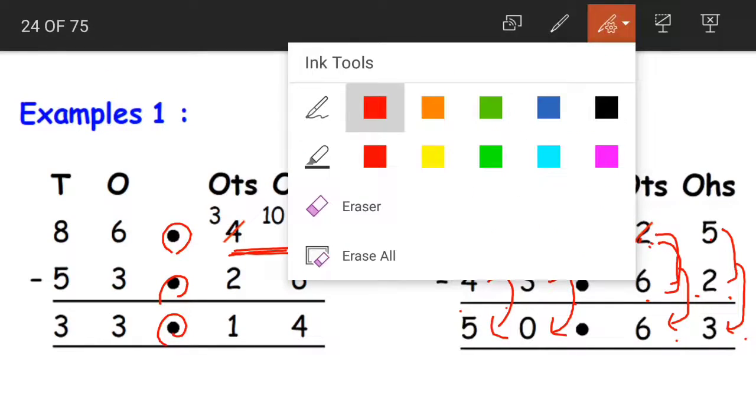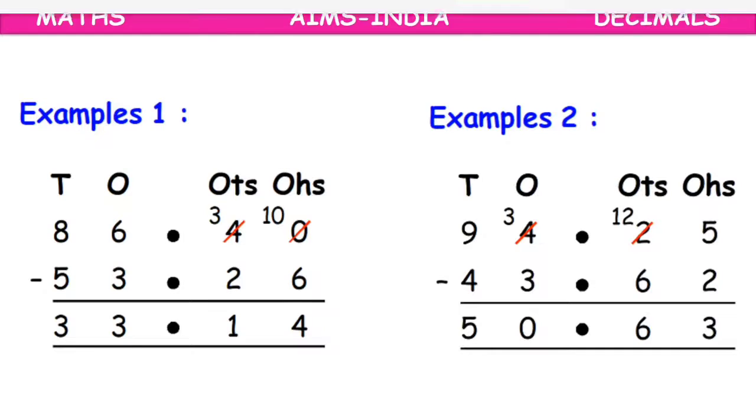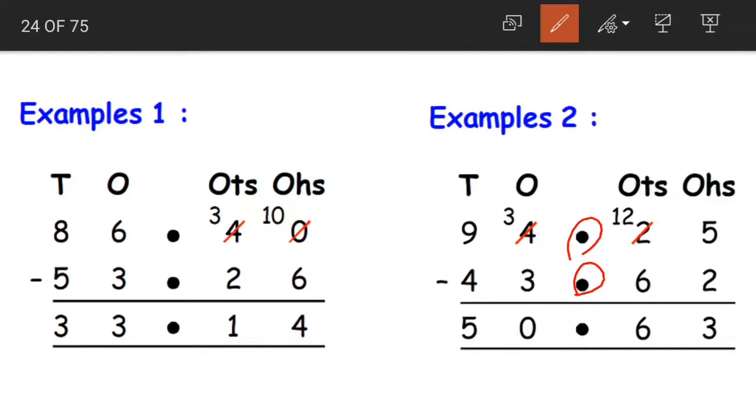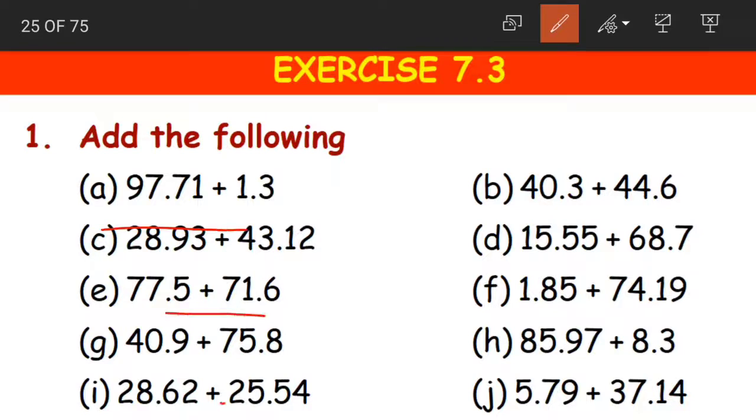Understood children? The addition and subtraction of decimal numbers. We have to subtract them normally as we do for whole numbers. The only difference is the decimal point and the decimal places. Coming to our exercise here, we are having a few exercise problems. I hope you can solve this. Let me explain one for you.